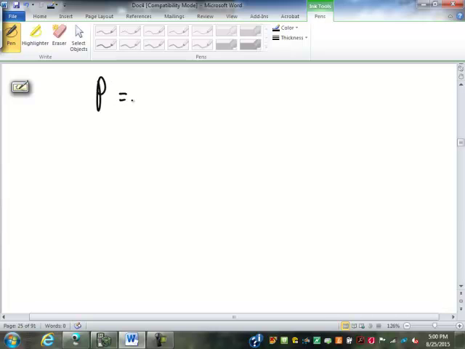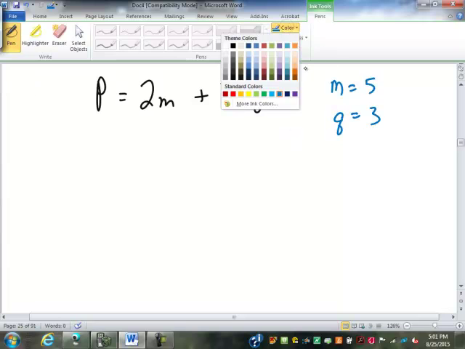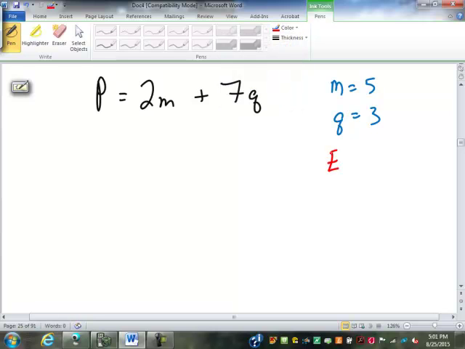some value that we're interested in might be given like that as a formula, where P is equal to 2M plus 7Q. Well, right now there's nothing to do here, but based on information, right now this is just, like we said, a formula. Those are representing any value that we could put in there for them. But let's say based on current conditions, M is equal to 5 and Q is equal to 3. Now we can do something called evaluate.